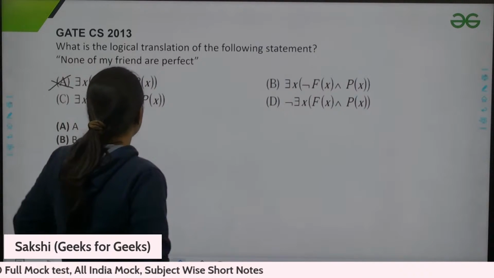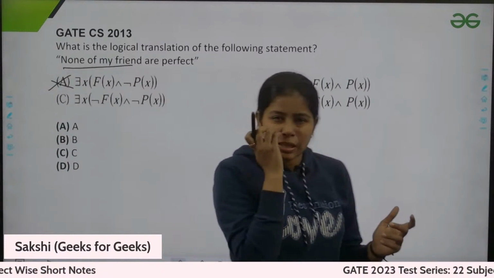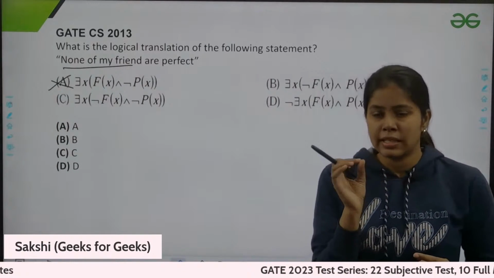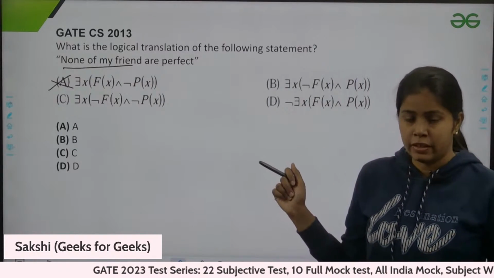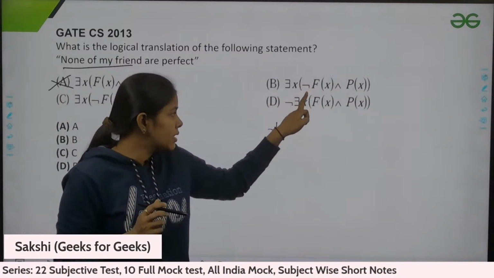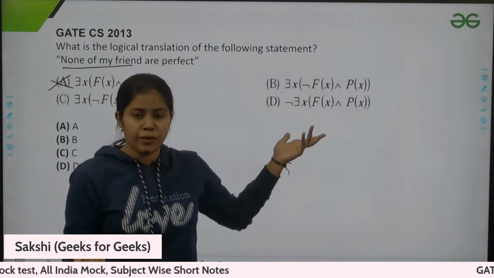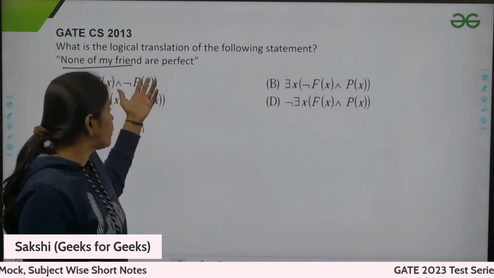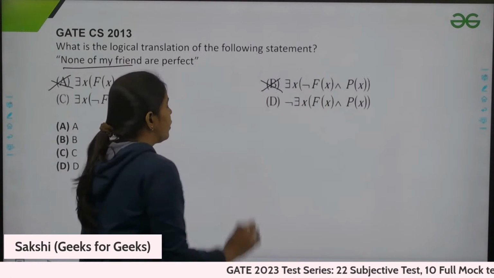If you see, it's saying that none of my friends are perfect. So this statement seems like there does not exist any friend who is perfect, right? There does not exist any friend. So if I see option B, there exists x who is not a friend and who is perfect. Why do we care? We have to say that my friends are not perfect. So this B option will not be true.